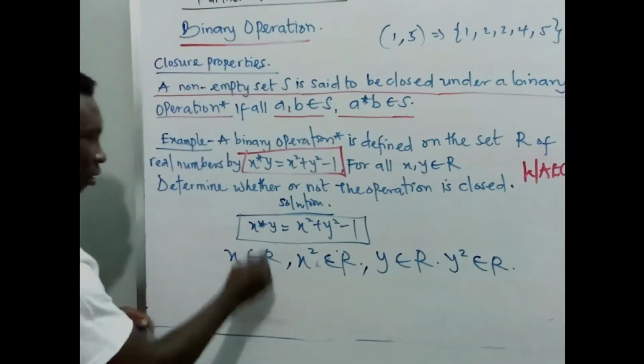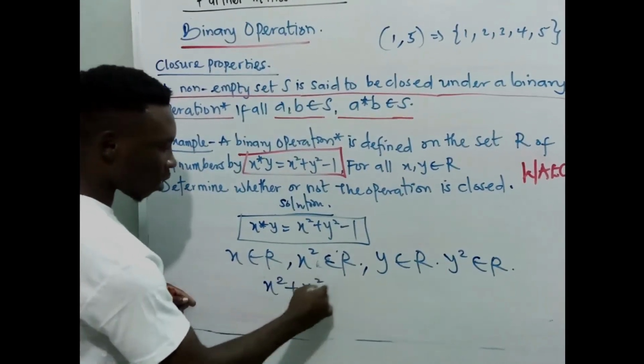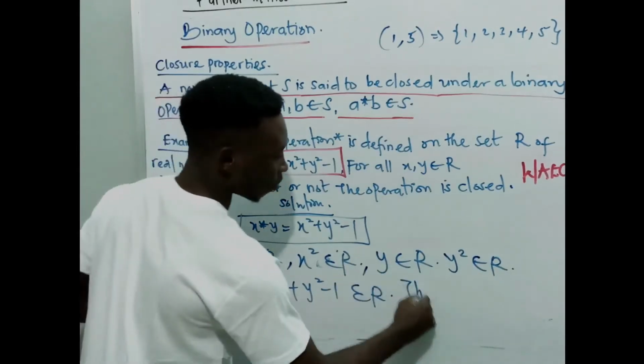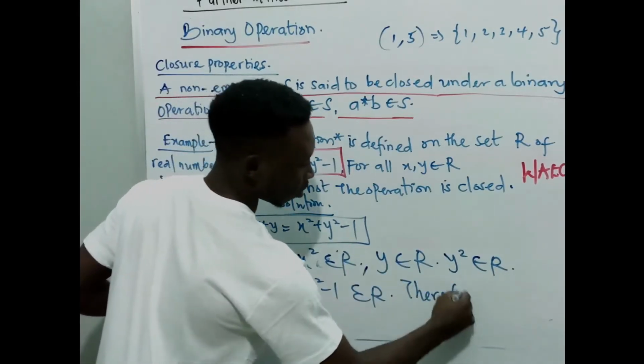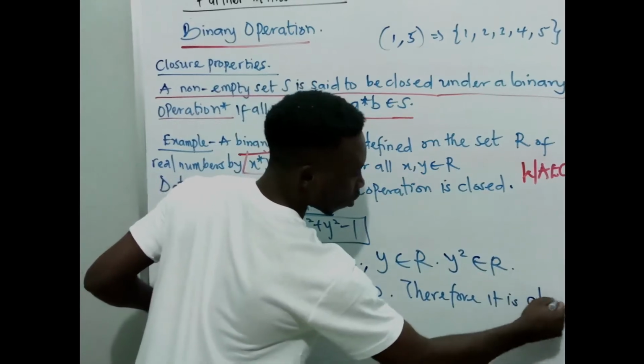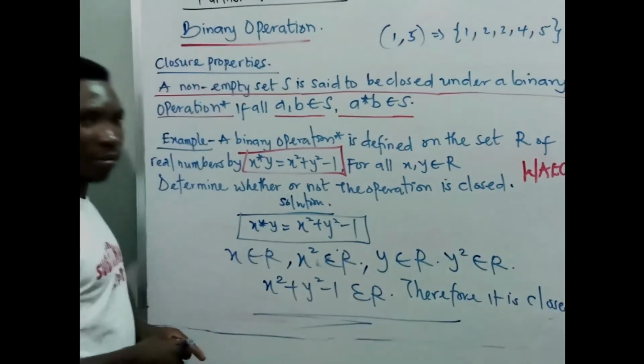So you can now say that x squared plus y squared minus 1 is in R. Therefore, it is closed, and this is your final answer.